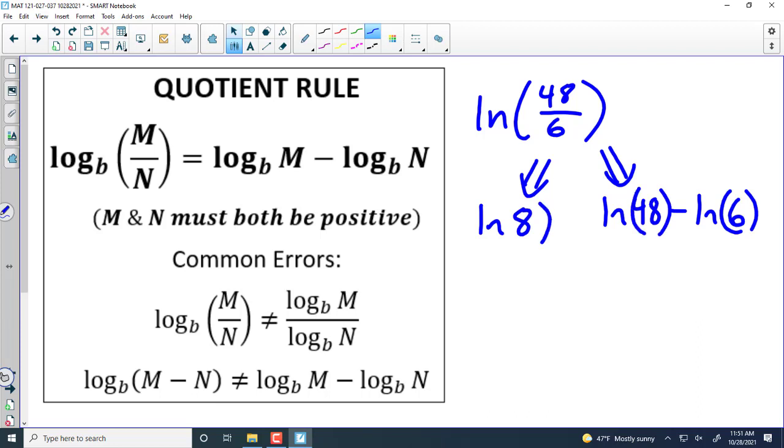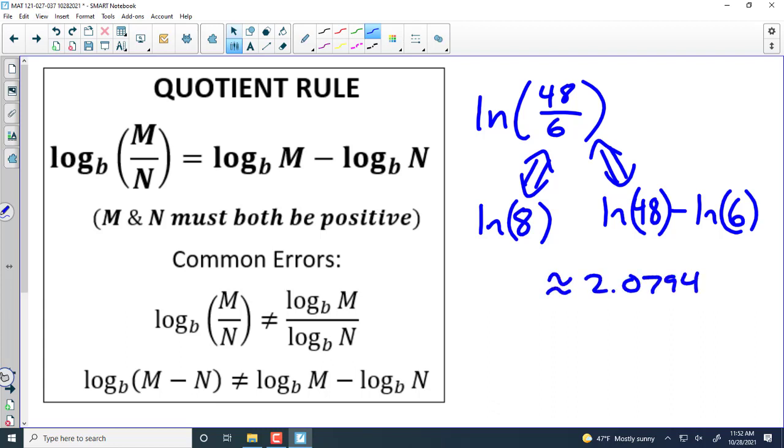And I promise you, if on your calculator, you do the ln of 8, or you do the ln of 48 minus the ln of 6, both of those will give you a horrible decimal, but they will both give you the exact same answer. So whichever way you write this, these actually all go together. All of these are the same thing. Whether you do on your calculator ln of 48 divided by 6, or ln of 8, or ln of 48 minus ln of 6, what do you get?